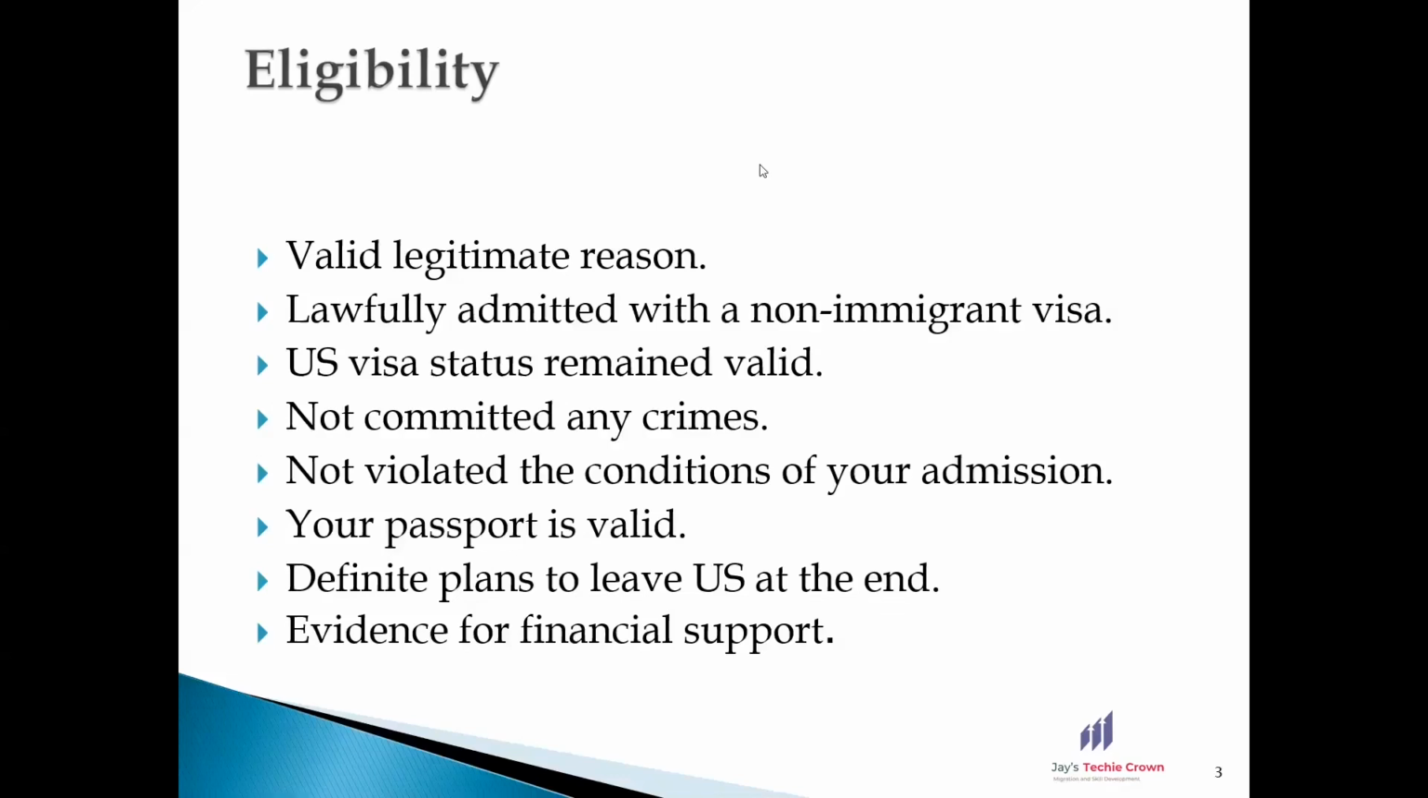And you should not have committed any crimes during your stay in US. And also, you should not have violated the terms and conditions of your visa. For example, a person who arrived into US on a visitor visa should never have worked and they should follow the terms and conditions of their visa. And the next thing is your passport should be valid. You should have minimum of 6 months validity when you go for extension or change of status. Also, there should be definite plans to leave US at the end of your stay.